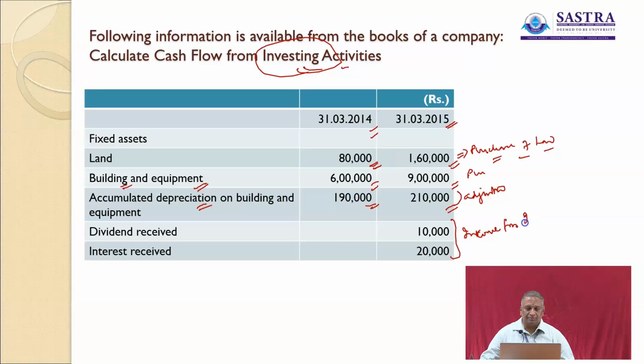Income from investments will be part of your investing activity. These are all to be taken as cash inflow: cash receipts in the form of dividend and in the form of interest. And this is cash outflow here. This involves cash outflow. When you purchase land, cash will go out. Similarly, it appears by looking at the numbers that there is a purchase of building and equipment to the tune of 3 lakhs. Anyway, let us look at some information. Any additional information available needs to be checked.